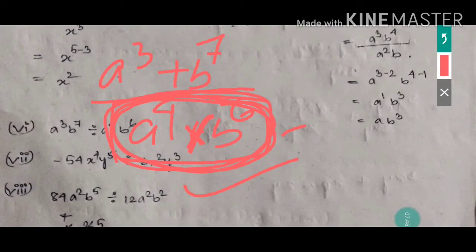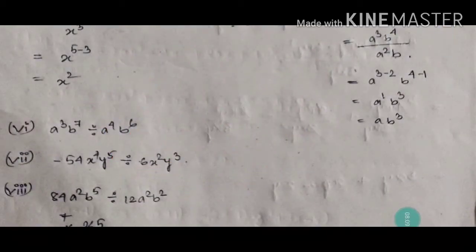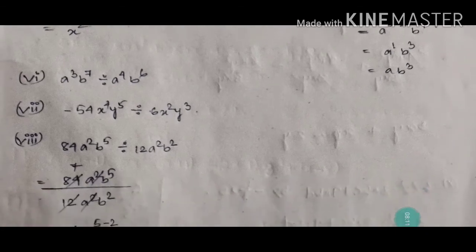Understood or not? In the first exercise, I told you how to count the number of terms. In an algebraic expression, terms are separated by addition or subtraction. If multiplication or division is there, however many times multiplication or division is given, all together we consider it as one term. Okay, so 6, 7 done.